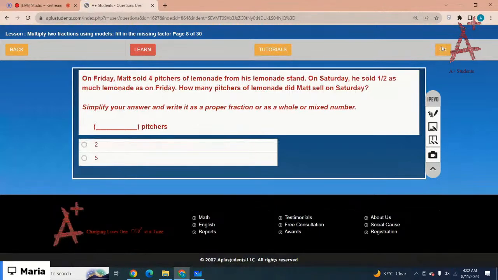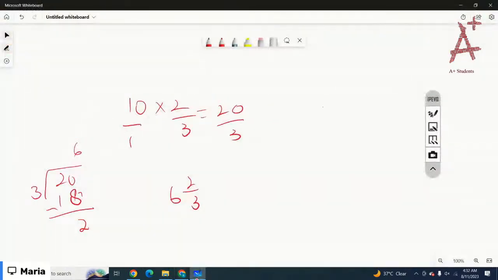On Friday, Matt sold 4 pitchers of lemonade from his lemonade stand. On Saturday, he sold half as many pitchers as on Friday. How many pitchers of lemonade did Matt sell on Saturday? So you have to do 4 times 1 over 2, right? So 4 times 1 over 2 equals, which is the correct option?